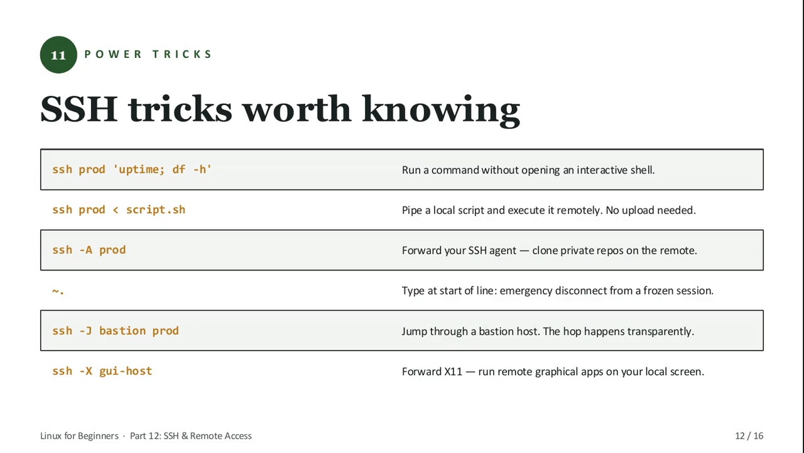No copying needed. -A forwards your SSH agent so you can git clone private repos from the remote as if your keys were there. If a session ever freezes, type ~. at the start of a line and you're out instantly. -J hops you through a bastion in one transparent step, and -X even lets remote graphical apps draw on your local screen.